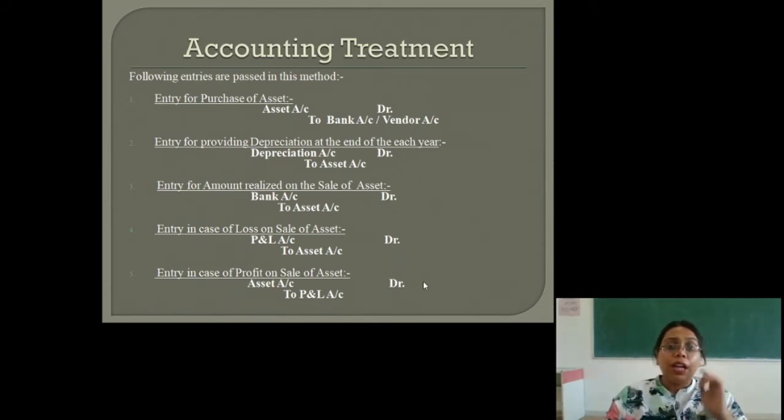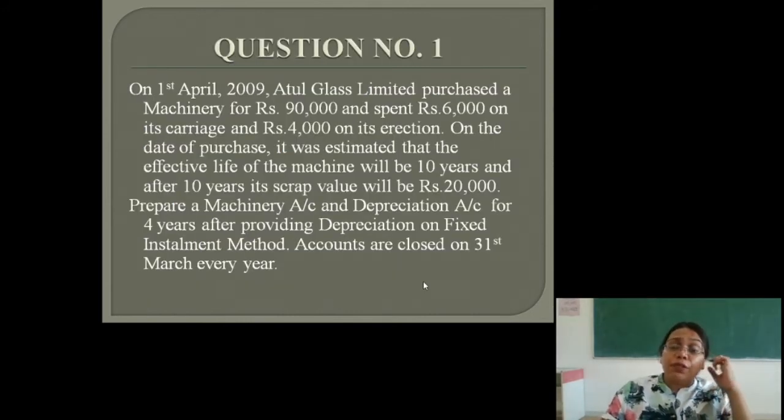Okay. Now we'll see the numerical of this method, the fixed installment method. On 1st April 2009, Atul Glass Limited purchased a machinery for rupees 90,000. Write all the information very properly. He is also spending rupees 6,000 on its carriage and 4,000 on its erection. On the date of purchase, it was estimated that the effective life of the machinery will be 10 years and after 10 years, its scrap value will be rupees 20,000.